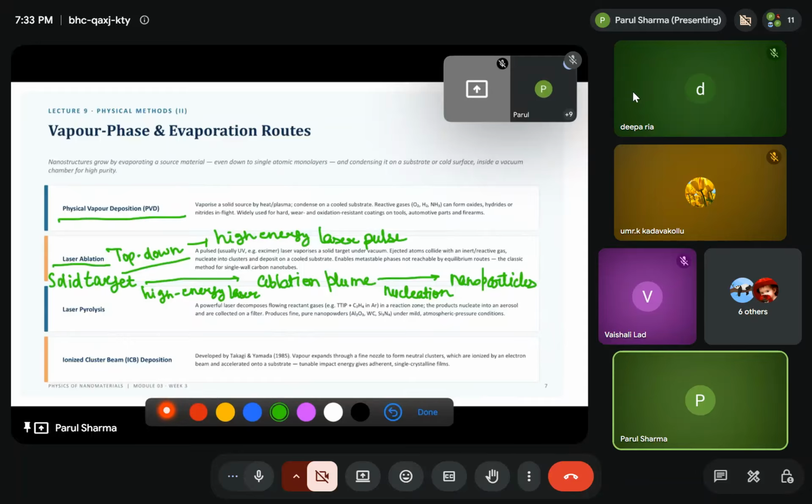The plume initially has a very high temperature and energy. As it expands, it cools. During cooling, the atoms and clusters can interact and form larger clusters. So laser ablation is a top down physical method, but the actual nanoparticle formation involves nucleation and growth processes after the material is removed from the target. So this is one method.